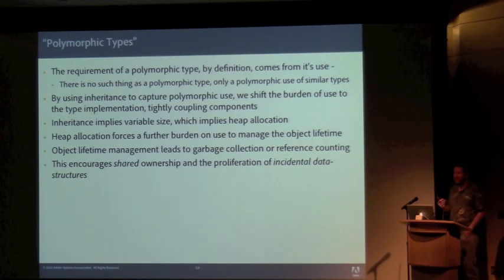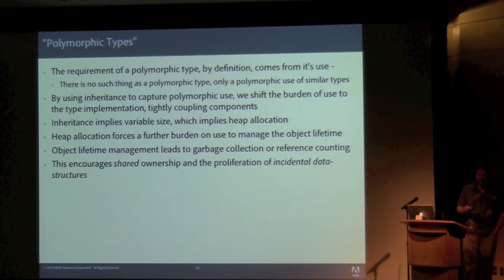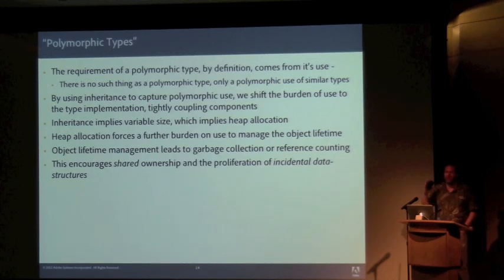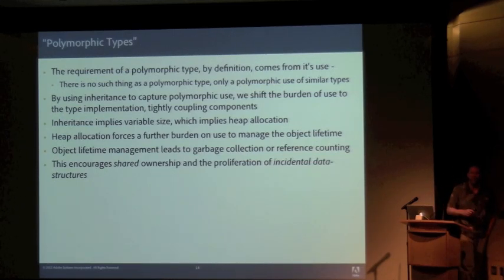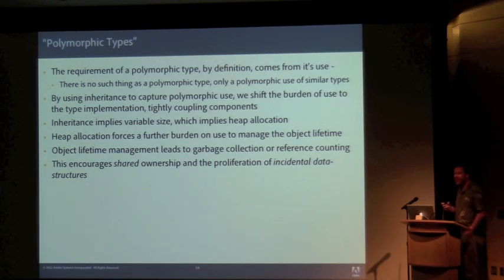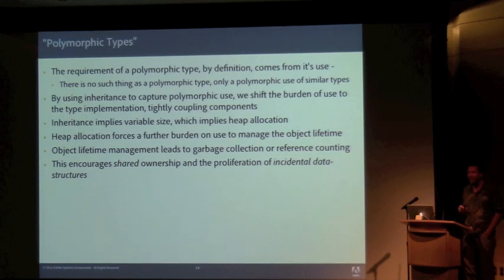Polymorphic types. When I start to talk about value semantic programming, people say, but we have to have pointers. Pointers are required. Pointers are a fundamental part of object-oriented programming, right? What happens? I've got a base class, and I inherit from that base class. That's our fundamental mechanism for object-oriented programming right now, inheritance. So I've got, go ahead, Dave.